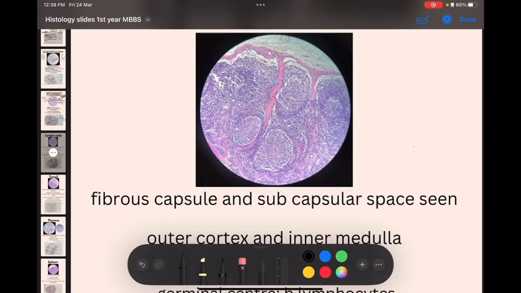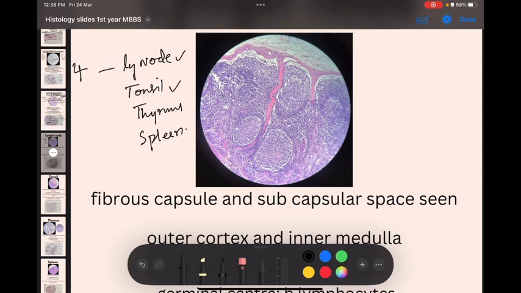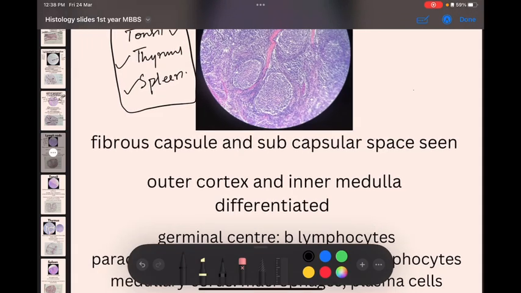Now coming to the lymphatic system, we have 4 slides from the lymphatic system: the lymph node, tonsil, thymus, and spleen.